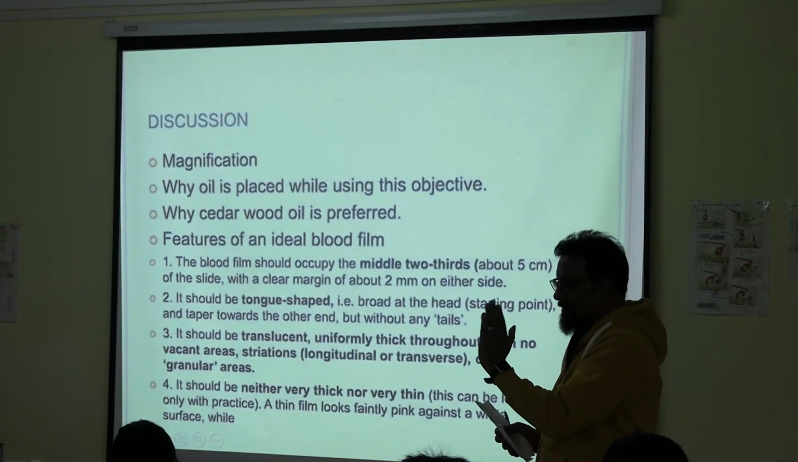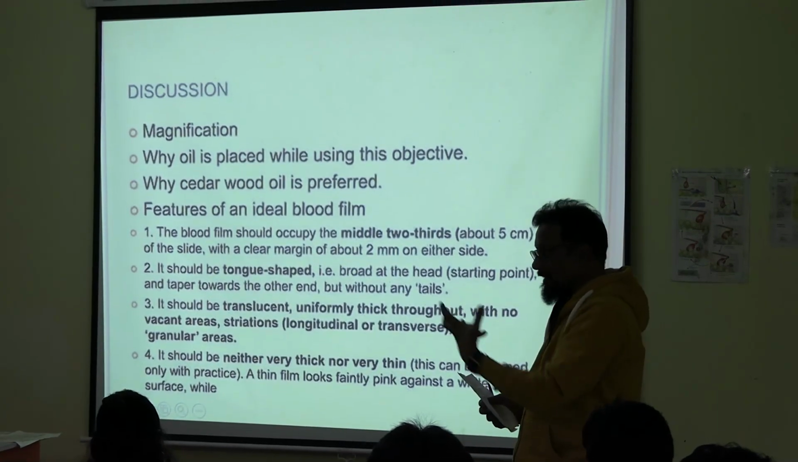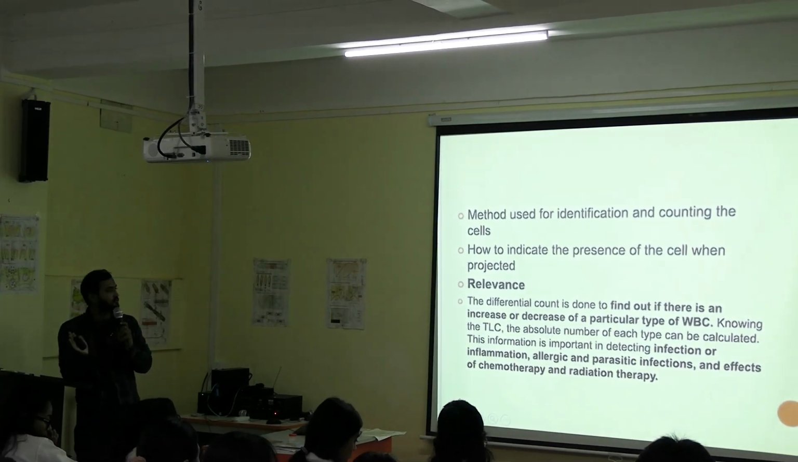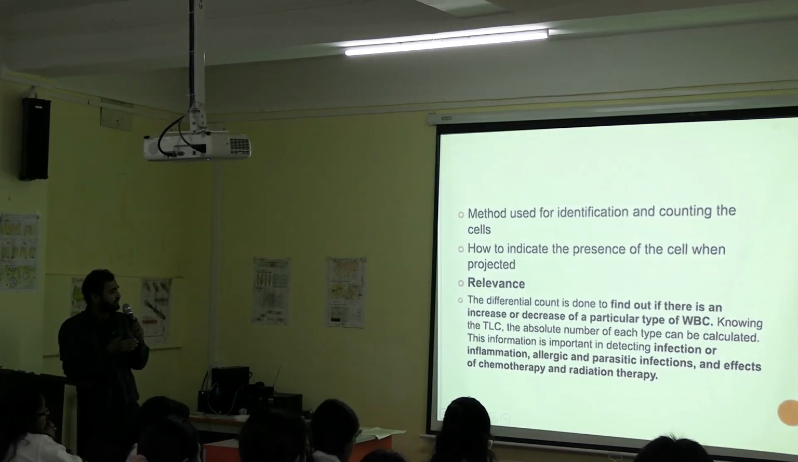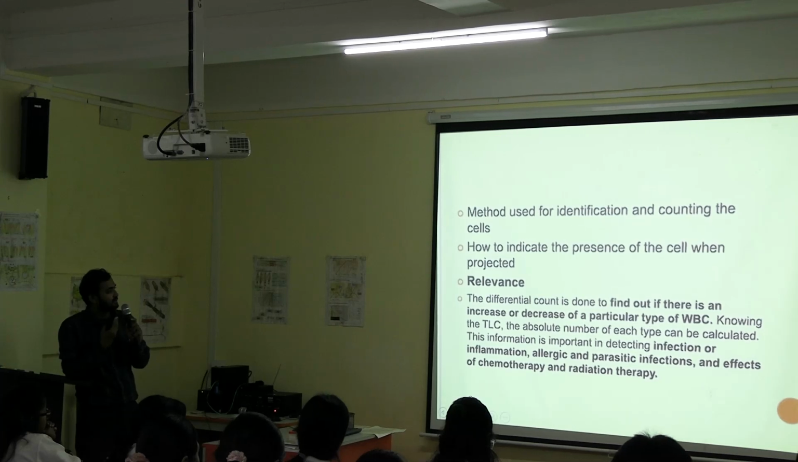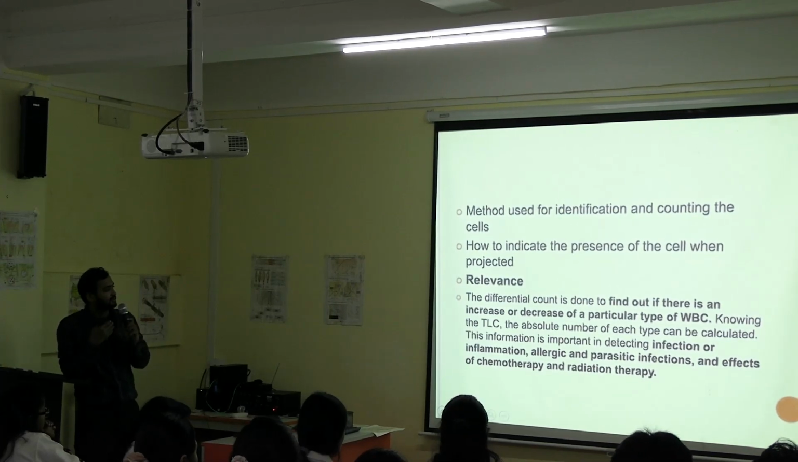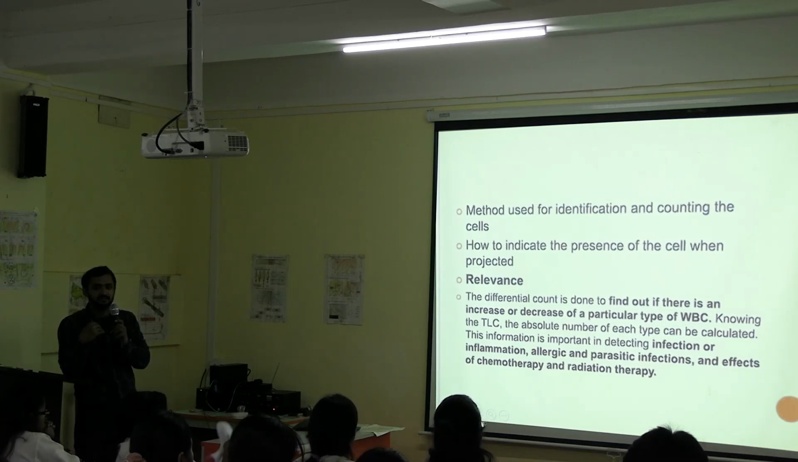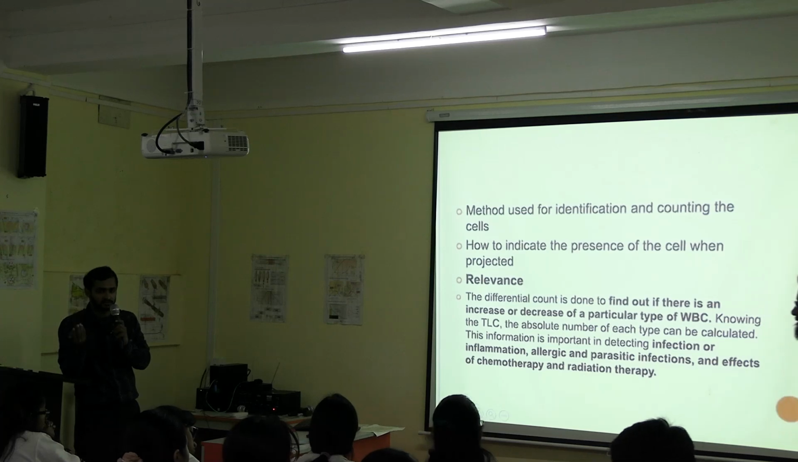Every fraction, every part will be assessed. You know the method for counting; sir has already explained it to you. So why do we need it? There is a relevance for the differential count. This is to find out whether there is an increase or decrease in a particular type of WBCs in given kinds of diseases, in inflammatory conditions, in drug conditions or drug toxicity.